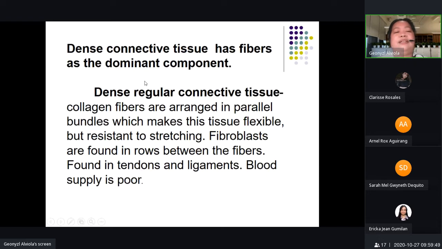Next type, dense regular connective tissue, made up of collagen fibers arranged in parallel or arranged orderly. So which makes this tissue flexible but resistant to stretching. Fibroblasts are found in rows between the fibers. Organs, tendons, and ligaments. So they are found sa mga joints, mga movable joints. And the blood supply is poor.